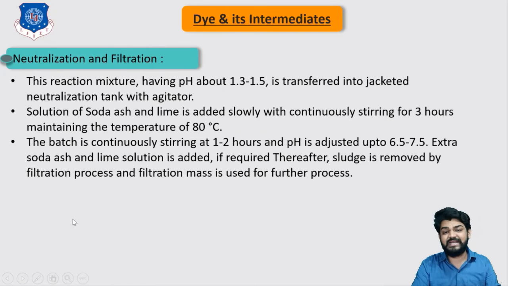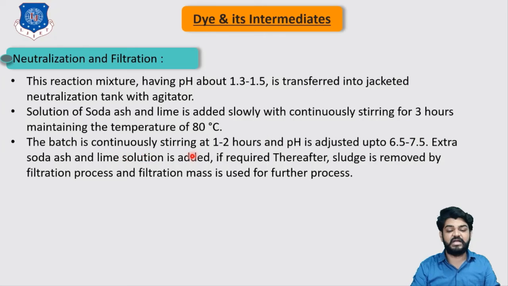After this nitration step, the next step is neutralization and filtration, in which the reaction mass having a pH of 1.3 to 1.5 is transferred into the jacketed neutralization tank, which also has an agitator. In this solution, we add soda ash and lime water slowly, and we have to increase the temperature up to 80 degrees Celsius and maintain it for 3 hours with continuous stirring.